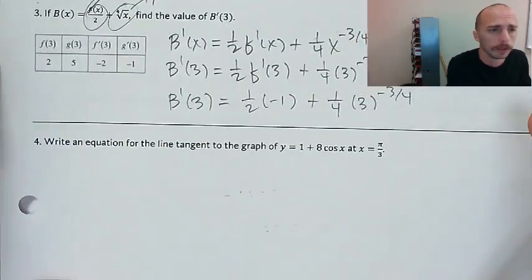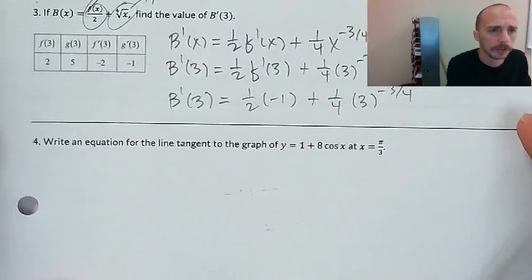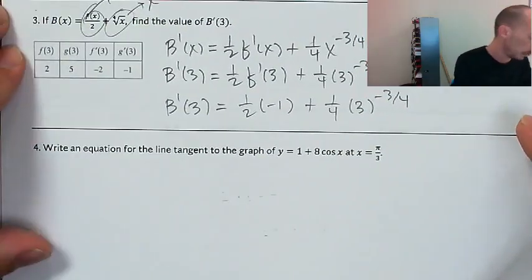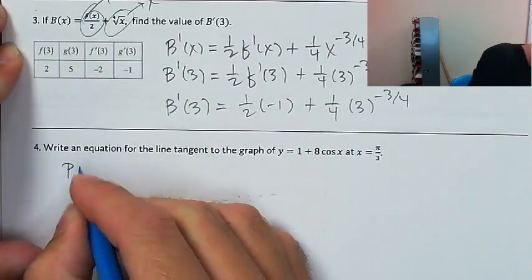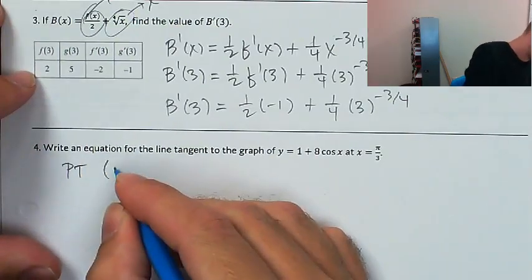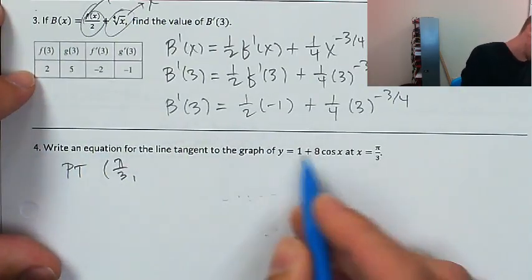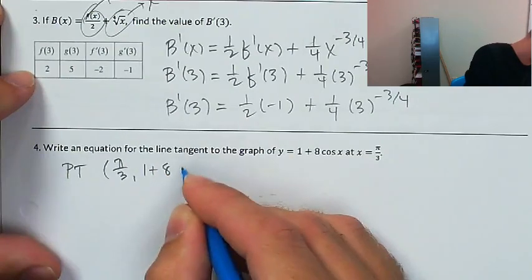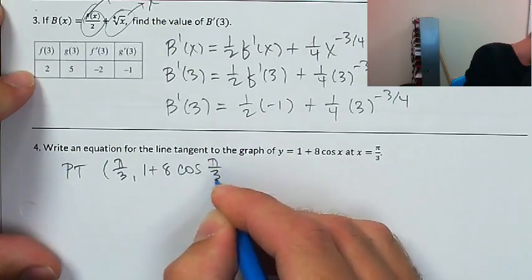Okay, now we're going to write the equation for the tangent line to the graph of 1 plus 8 cosine x at x equals pi over 3. Okay, so we need a point. X will be pi over 3, and y will be 1 plus 8 times the cosine of pi over 3.